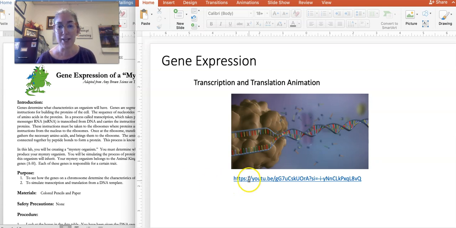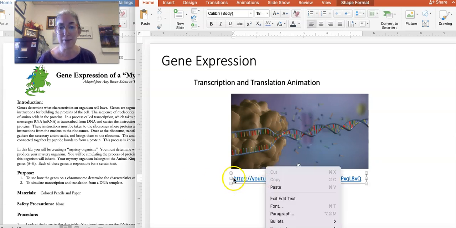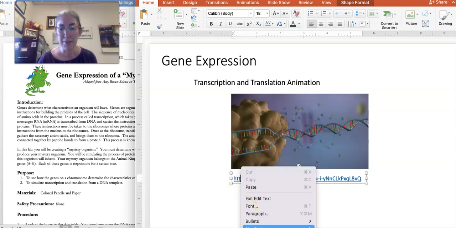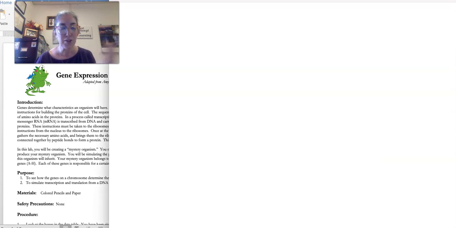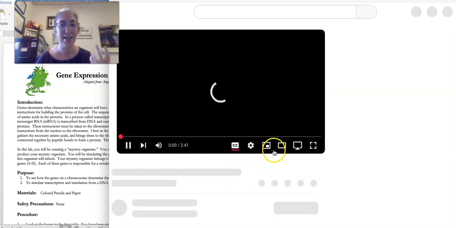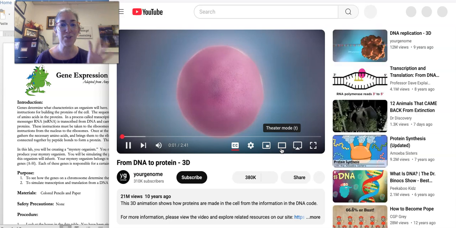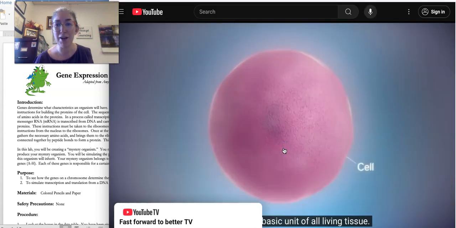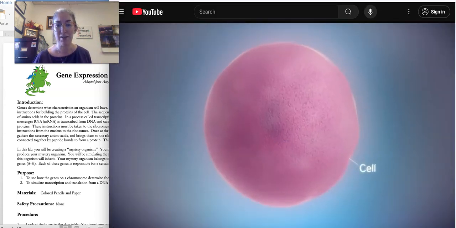So a little animated video here that we're going to watch of this process, because the thing is that transcription and translation are very dynamic processes. It's hard to visualize them or to conceptualize them when it's just a picture. So watching the animated version, I think, is better.